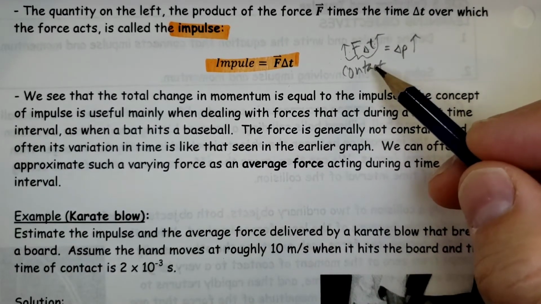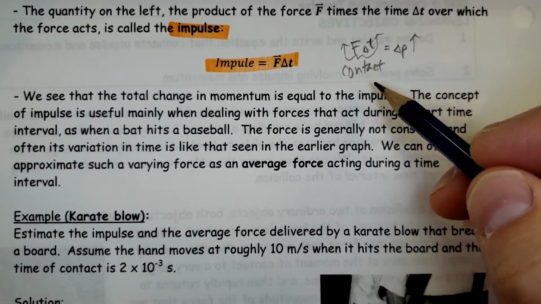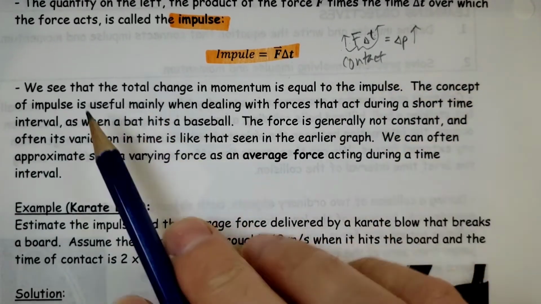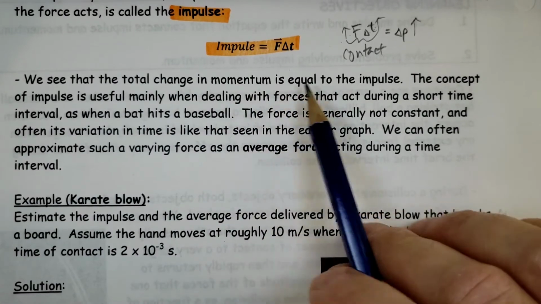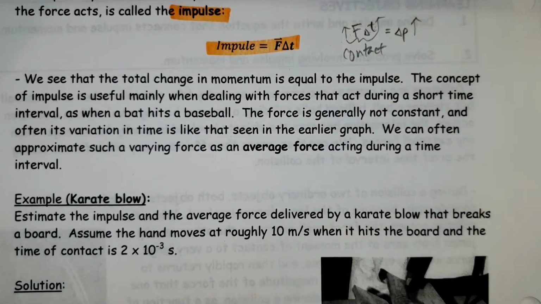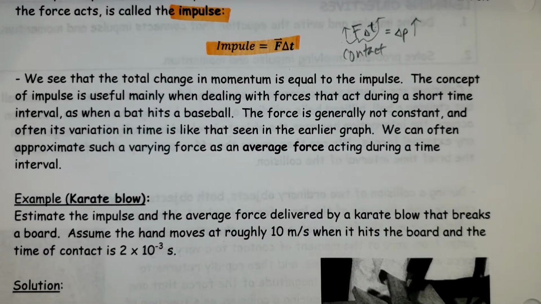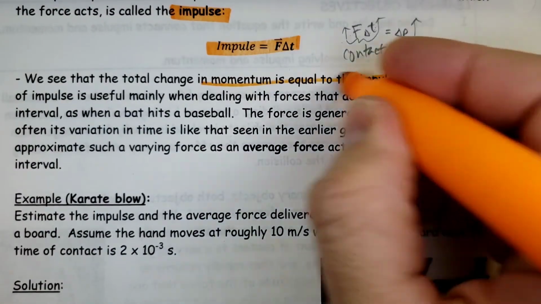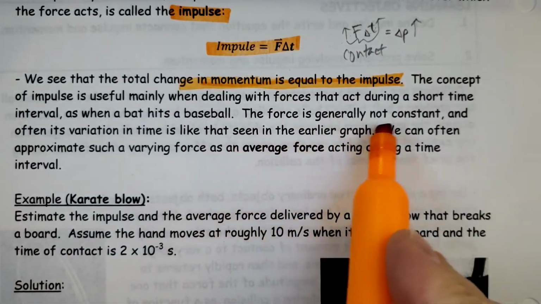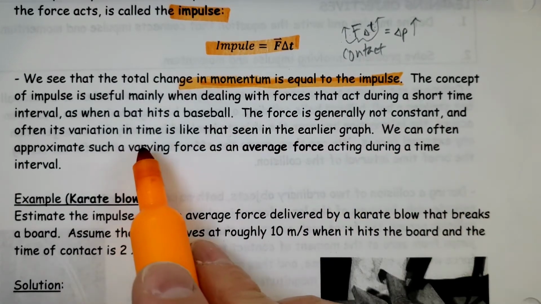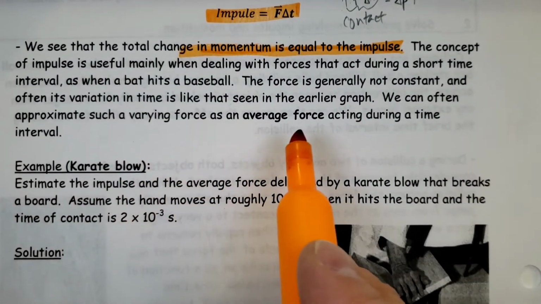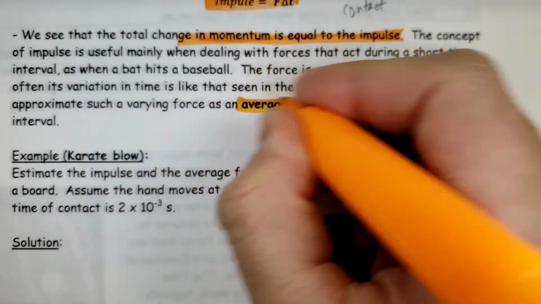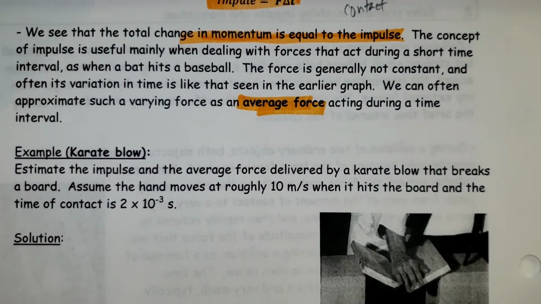Those two variables can be manipulated, and they are manipulated quite frequently in sports. For example, hockey sticks in the 80s were made of wood. Now they're made out of other materials that can bend without breaking. So the total change in momentum is equal to the impulse. The concept of impulse is useful mainly when dealing with forces that act during a short time interval. The force is generally not constant and often varies in time, like that seen in the earlier graph. We can often approximate by looking at the large average force.